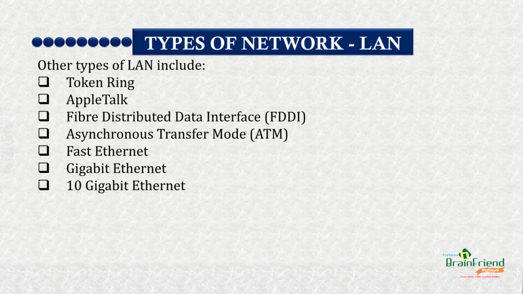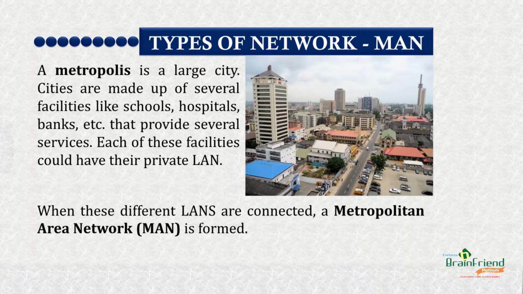In addition to ARCnet and Ethernet, there are other types of LANs, and they include Token Ring, AppleTalk, fiber distributed data interface, asynchronous transfer mode, fast Ethernet, gigabit Ethernet, and 10 gigabit Ethernet. Going on, let's look at the second type of network, which is the MAN.